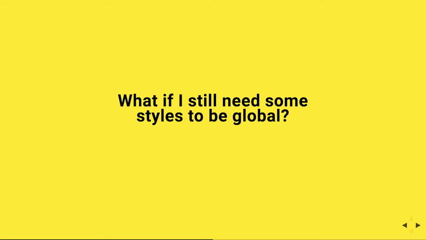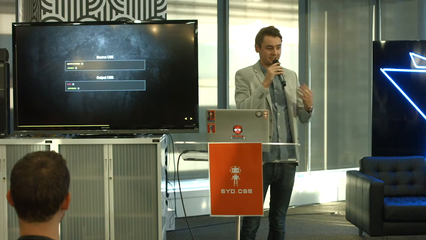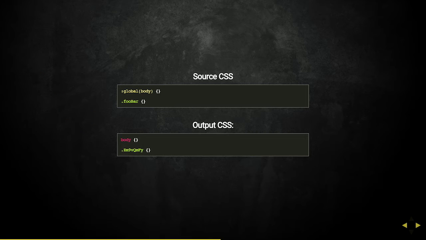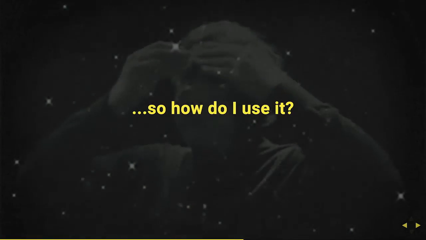So what if you need some of your styles to actually be global? The common one being your body tag. You can actually explicitly declare that these styles need to be global, and it's very obvious what's going on in your code. This is going to be global. And I quite like this because there is an implicit kind of direction you're taking. And this is pretty sweet. So how do you go about using this?